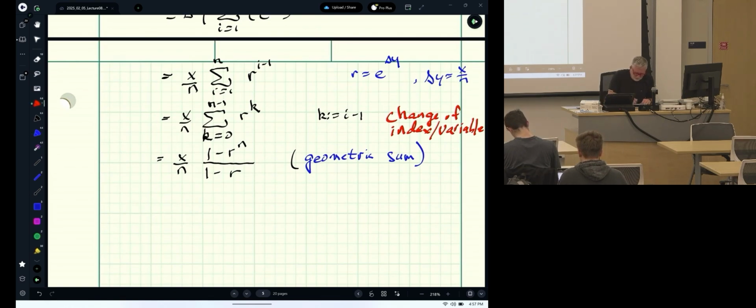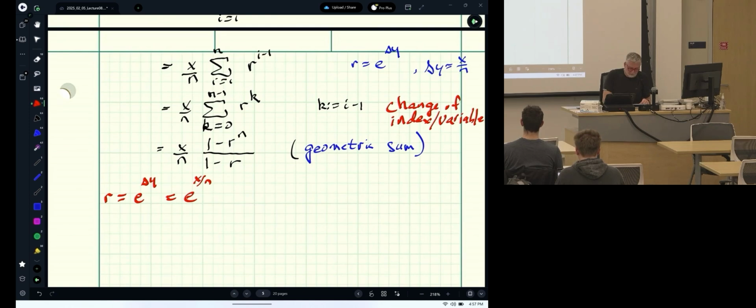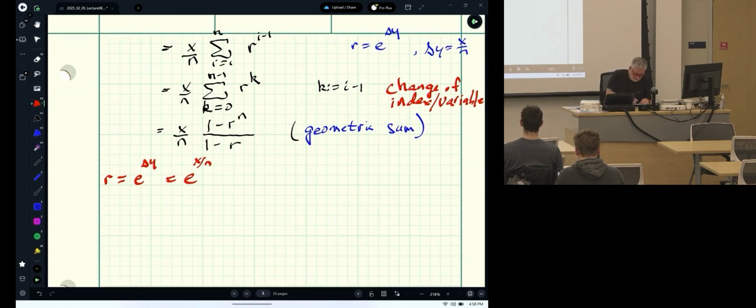Okay, so just note over here on the side, we have r is equal to e to the delta y, which equals e to the x over n. So that'll be small, and we'll use it like h, okay? So when n gets large, h will go to 0.